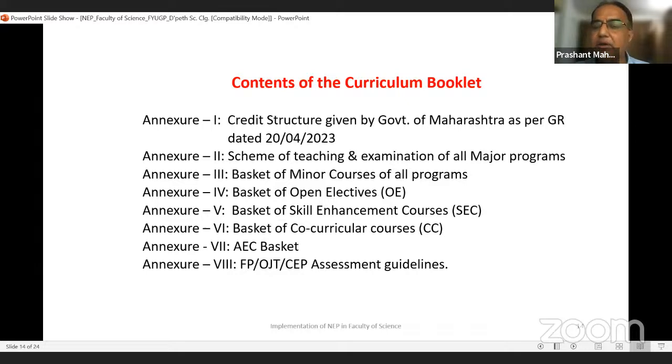Sir, just a minute. In your document, chemistry is placed in which group? Chemistry, environmental science, textile science, and fashion design. So environmental science we have removed from there. You have removed it. No, I'm not talking about environmental science.